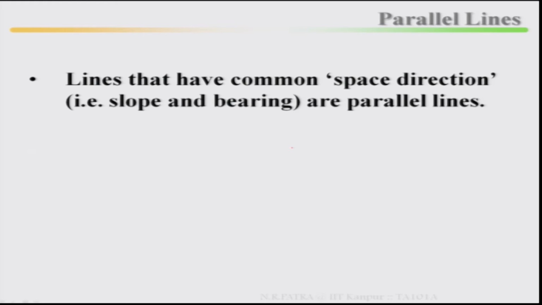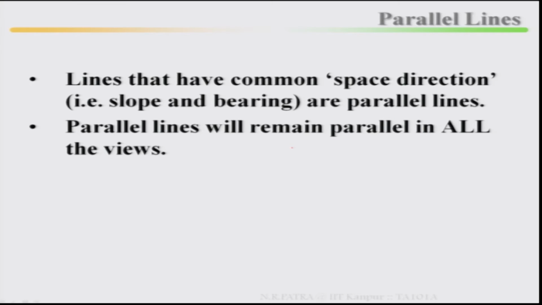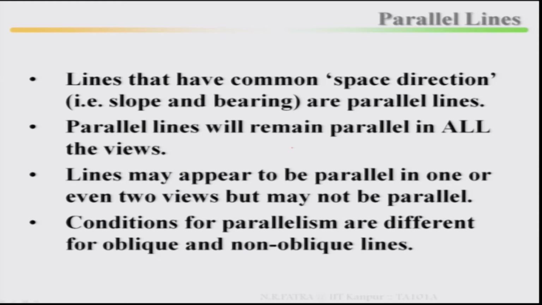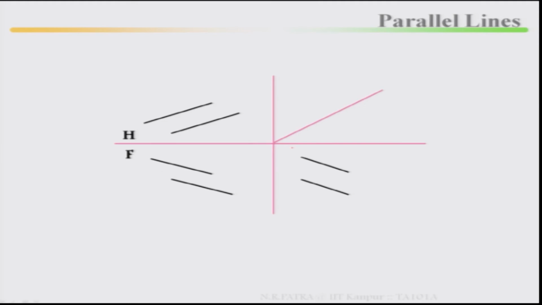Lines that have common space direction, slope and bearing are parallel lines. Parallel lines will remain parallel in all the views. Lines may appear to be parallel in one or even two views, but may not be parallel. Conditions for parallelism are different for oblique and non-oblique lines.